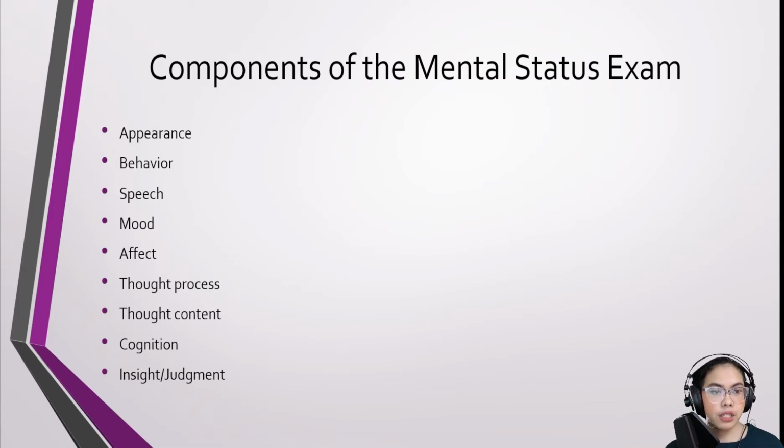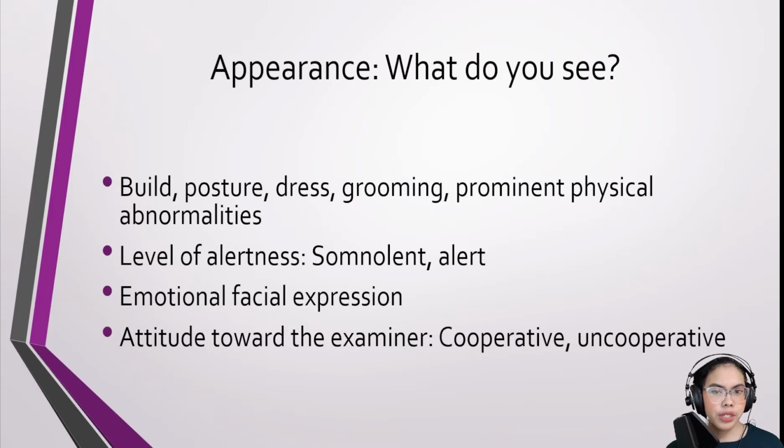We look into the appearance of the patient or client, the behavior, the speech, the mood, the affect, the thought process, the thought content, the cognition, insight, or judgment. So this one, I will discuss one by one, and of course some examples. So as you can see in your module 3, I have put there the signs and symptoms of mental disorder. So it's somehow related here also in the mental status exam. So those are also some things that we need to look at, especially on the objective behavioral observation side. So appearance. So of course, that's what do you see?